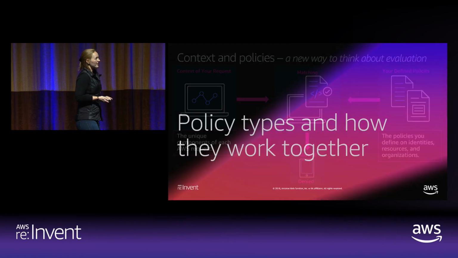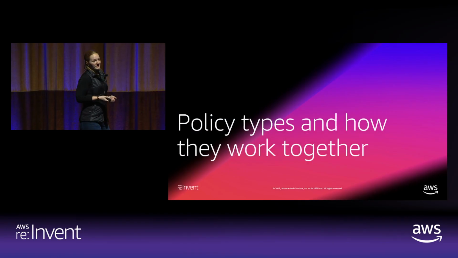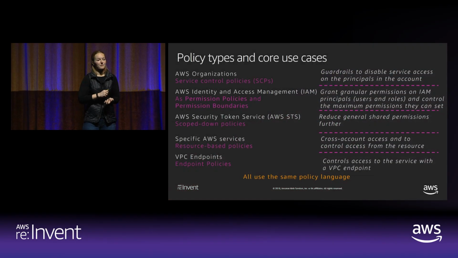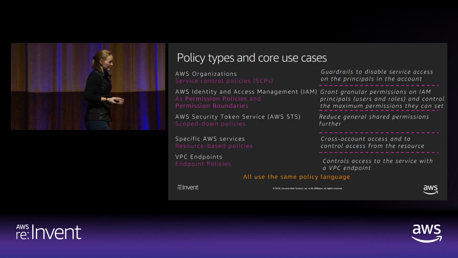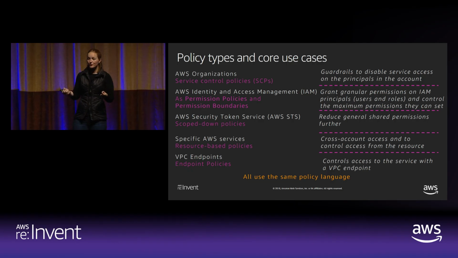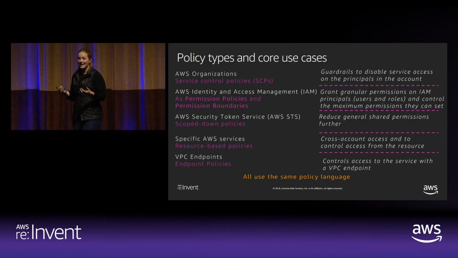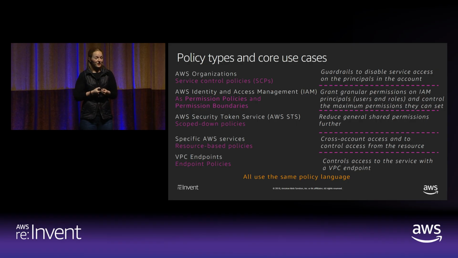All right. There are multiple types of policies in AWS, but they all use the same policy language. So first and foremost, we have AWS Organizations. That allows you to group your accounts, and then there's a lot of integrations that are happening and more on the way. So CloudTrail, etc. But the cool one is service control policies.